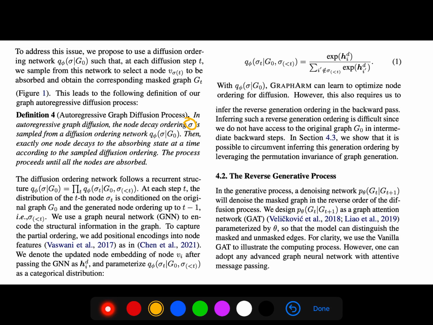Then exactly one node decays in the absorbing state at a time. This paper has many citations because after it, many papers came and generalized this idea. For example, this paper is just autoregressive. Then some people use any-order autoregressive. Some people said you do it in parallel. In parallel, you do masking. You don't need to do one at a time.